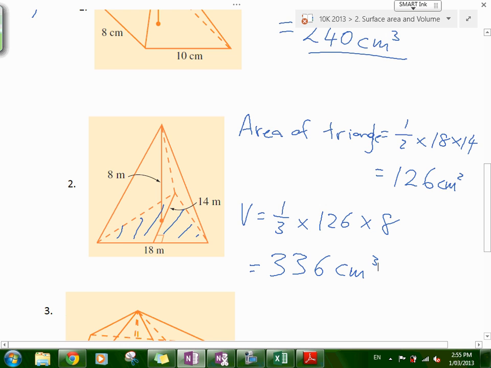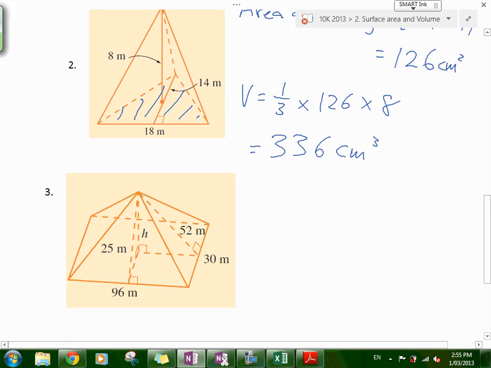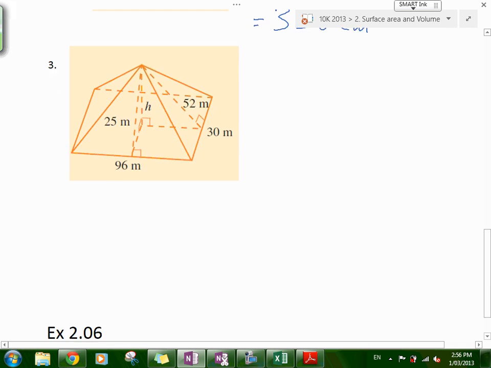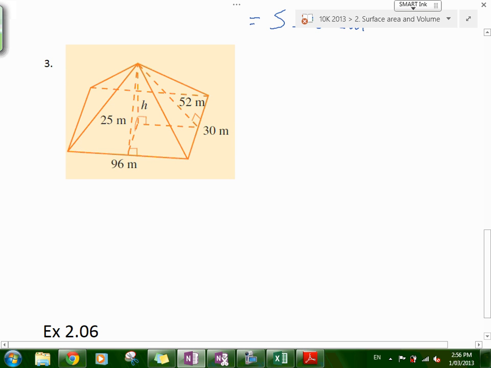Now the final example, I'll come back to this, I just want you to listen carefully to this final example. Here we have a rectangular pyramid, but we don't know its perpendicular height. What are we going to do to find its perpendicular height, Casey? What do you think? Anyone have an idea? It starts with a P. Yeah, Pythagoras is what we can use.